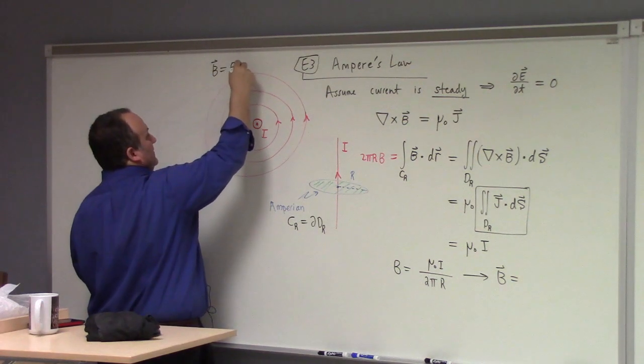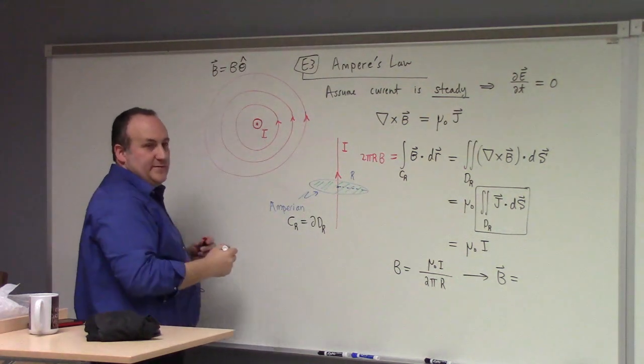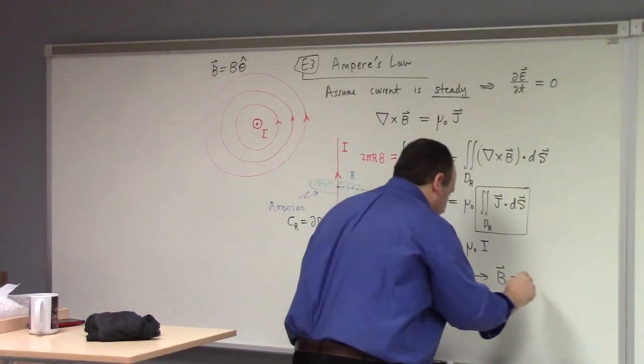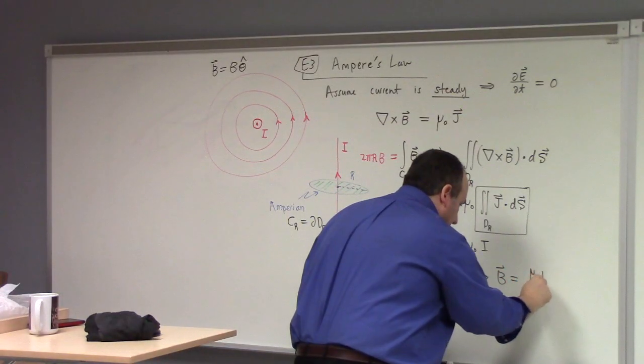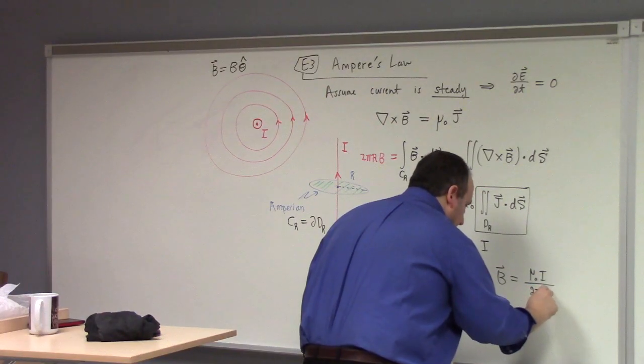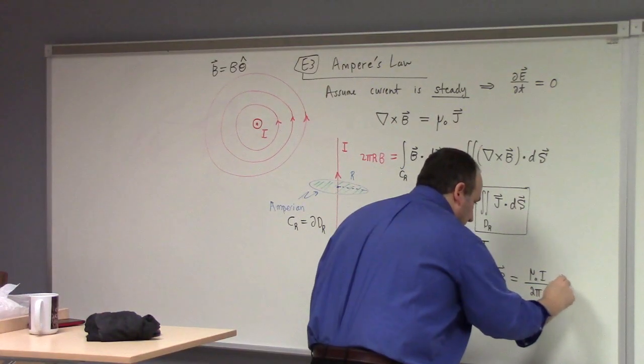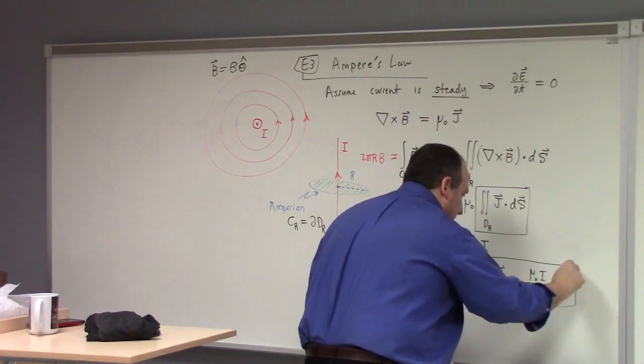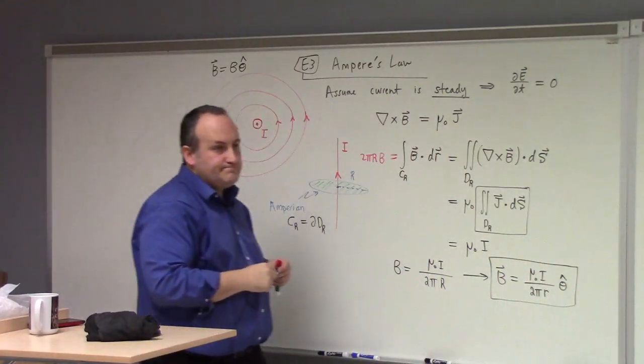magnitude of B times theta hat. That's theta hat. That's what that is. So we have mu naught I over 2 pi r. Well, let me use little r times theta hat. There you go. This is the magnetic field due to a long, steady current.